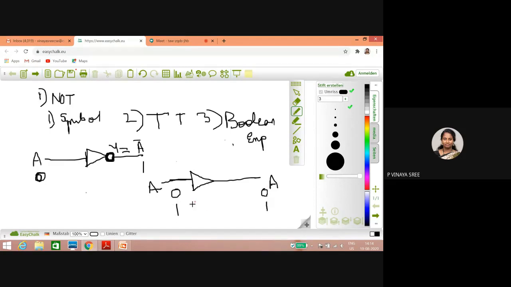Then what is the use of this buffer? Whatever input I'm giving, you're getting the same output, right? So where are we using these gates in designing digital applications? Whenever you're using any kind of digital application where you want some propagation delay, in such a case you can go for a buffer.